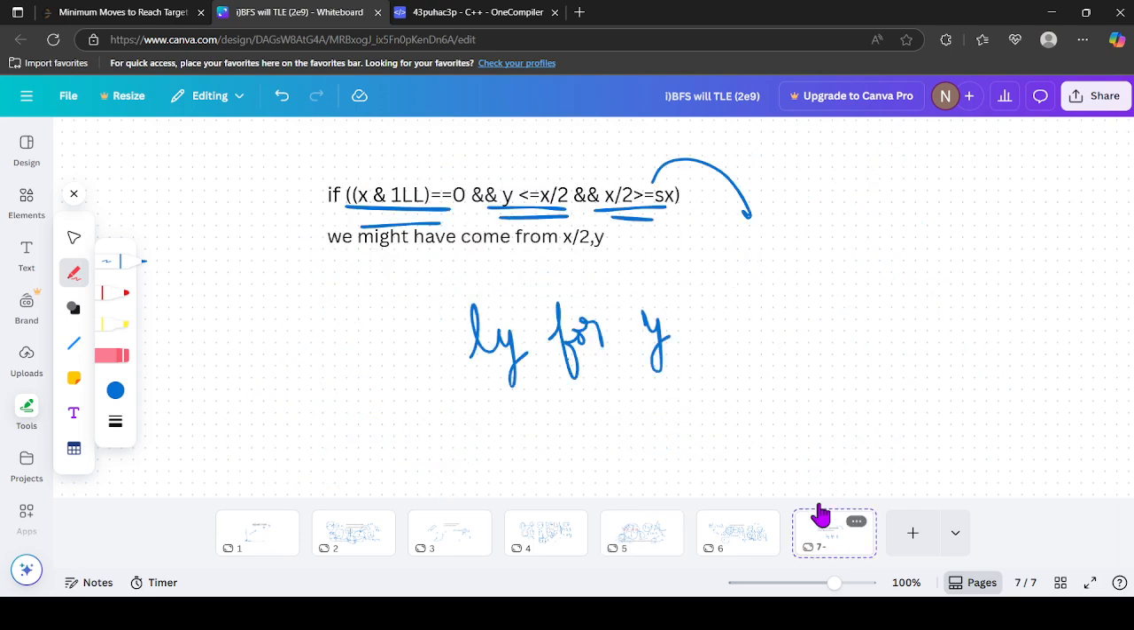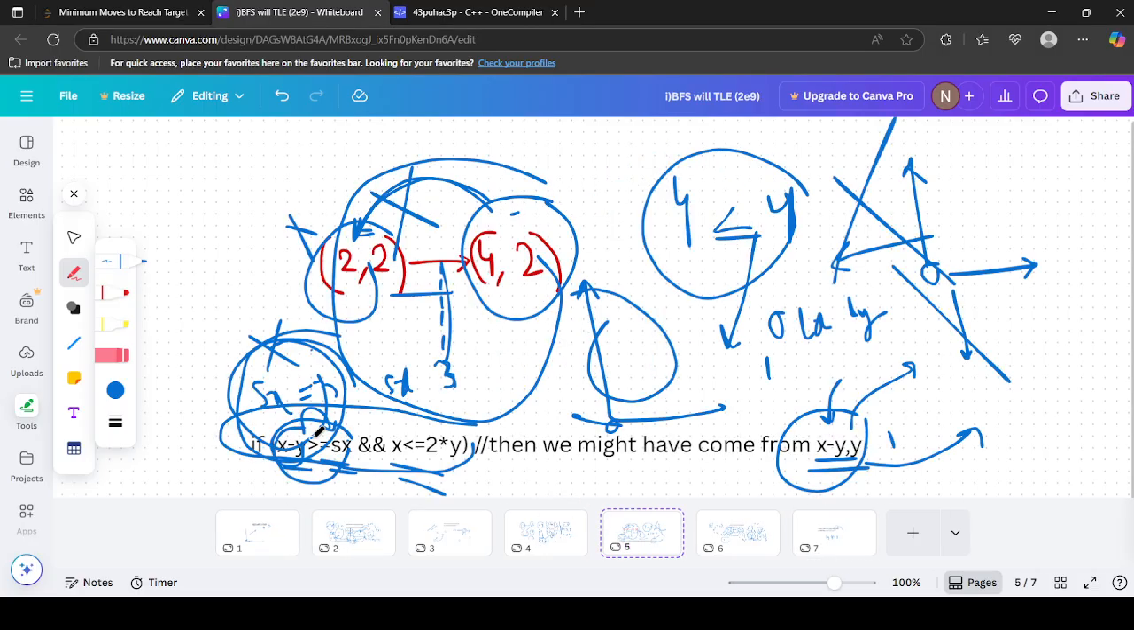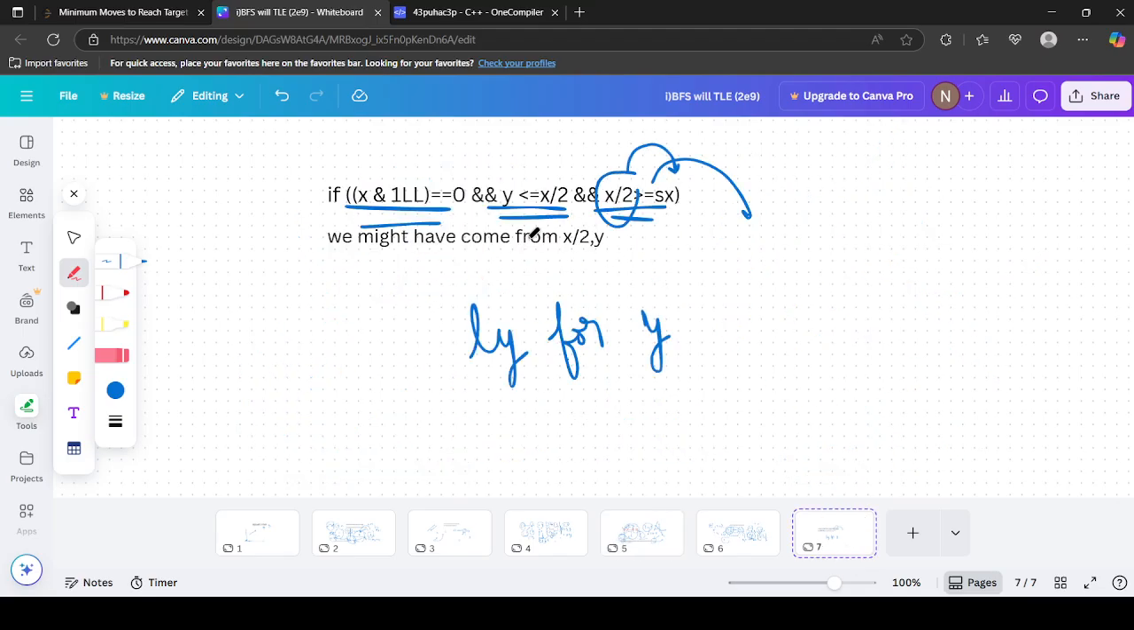And similarly, what is the old coordinate here? x by 2 is the old coordinate here. So x by 2 is greater than or equal to a6. Here also, this is greater than or equal to a6. So if this is the condition, then we might have come from x by 2 comma y. So we got all the conditions when we are trying for x greater than or equal to y. Similarly, we can do when y is greater than or equal to x.